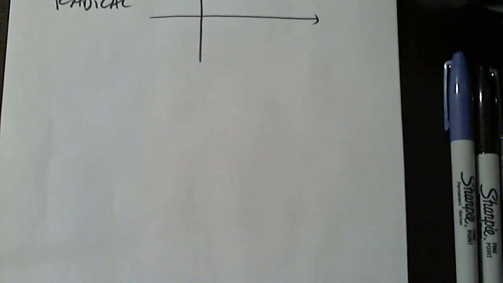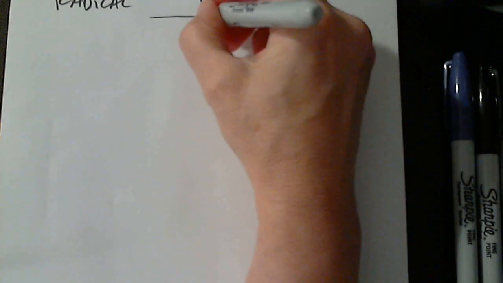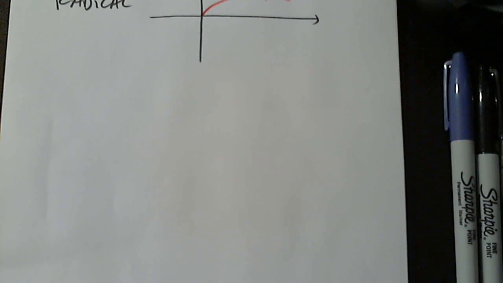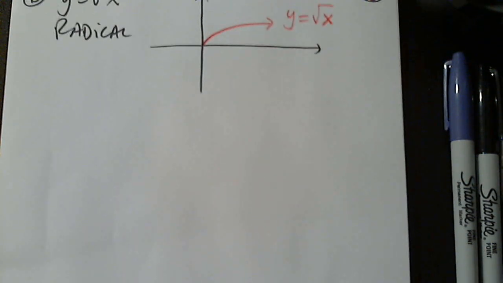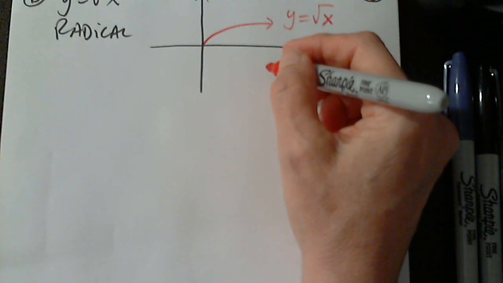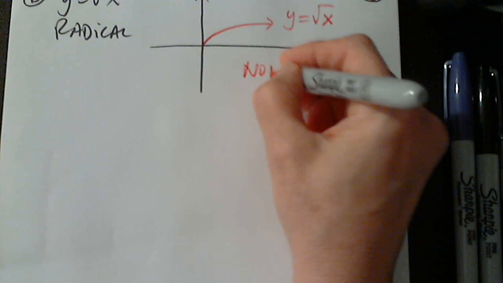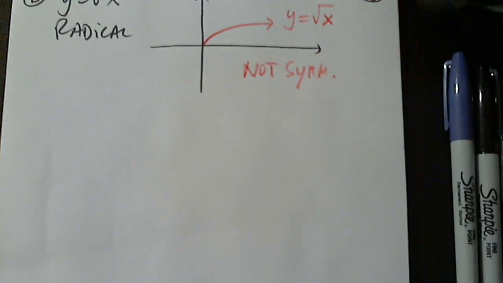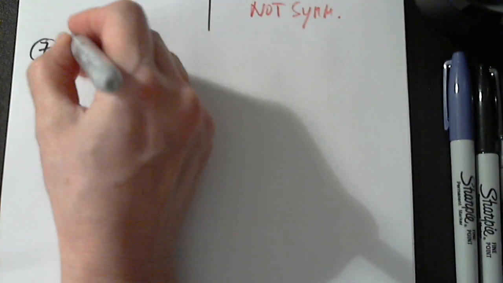And which function was 6? y equals the square root of x. So radical. Here's the graph. Odd, even, or none of the above? None. Very good. Not symmetric. Very good. Awesome. 7, absolute value.